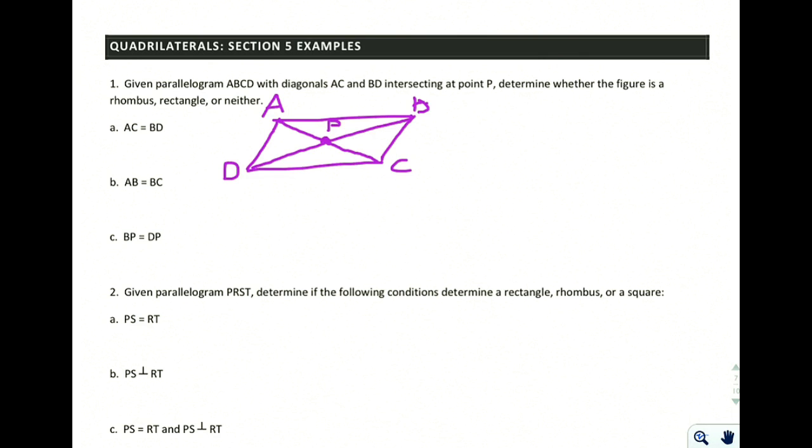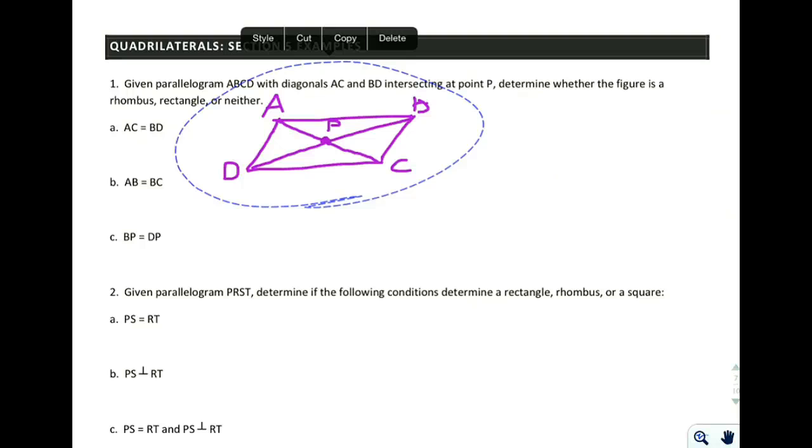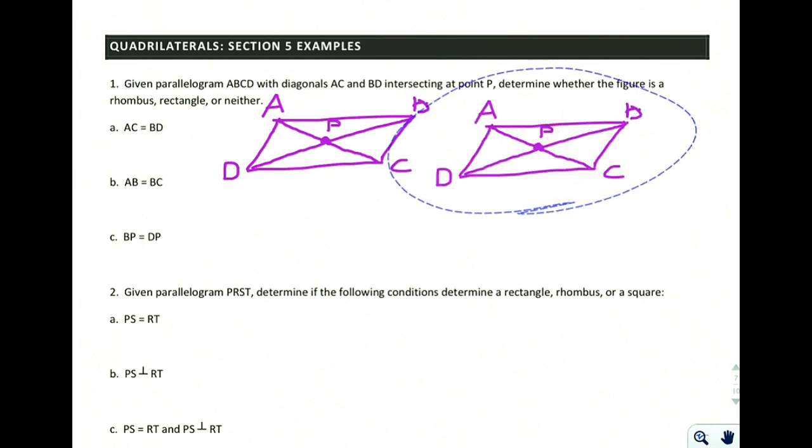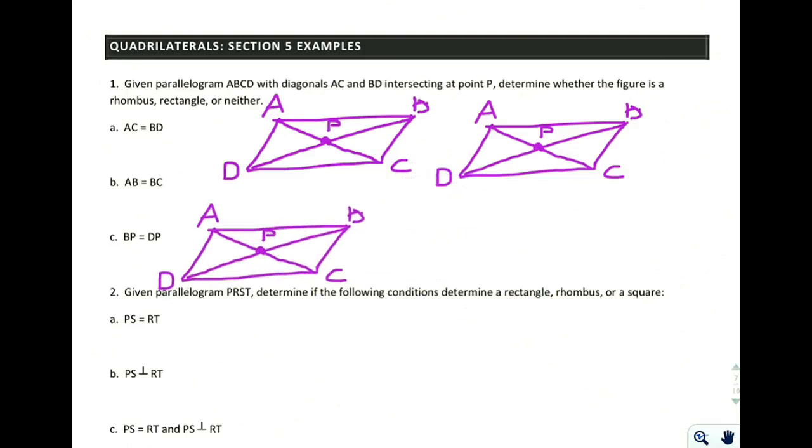And we want to determine whether the figure is a rhombus, rectangle, or neither for each of the following options. So I'm going to go ahead and just copy and paste this. Now if you're working on paper here, you might want to just draw a quick version of it so that you can do that. But we'll have one for each of the examples here.